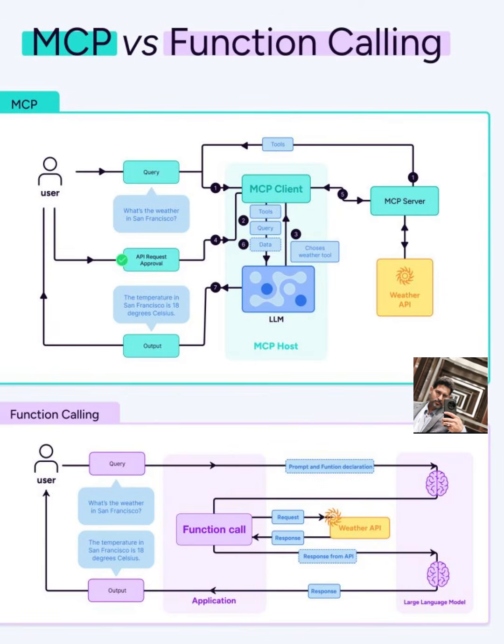The flow is user to client, client to host, host to LLM, then out to the API, and back through the same chain. It's a multi-step process with clear separation of concerns, which makes it great for complex workflows where you need tight control over tool integration.